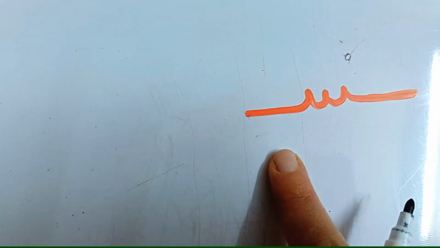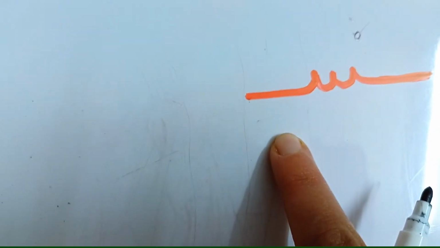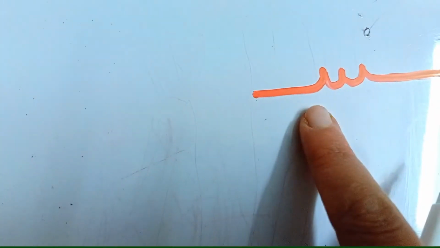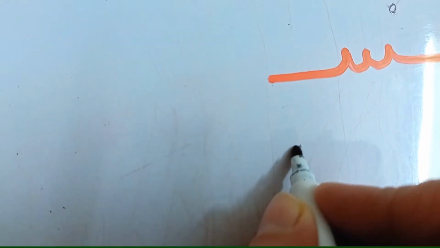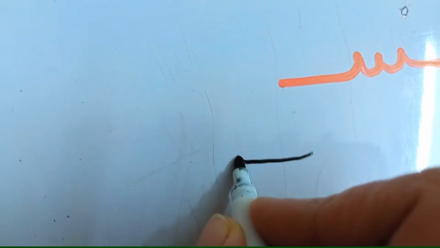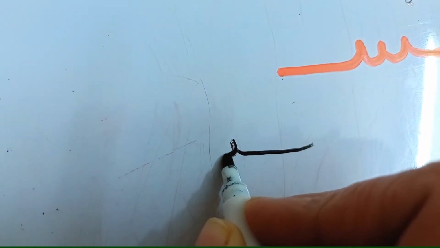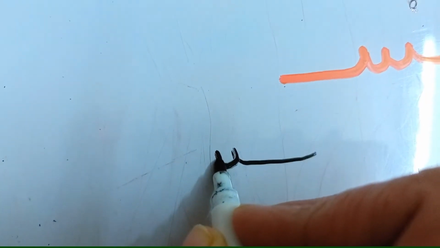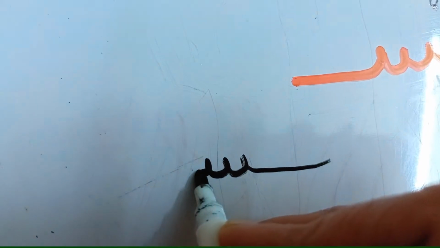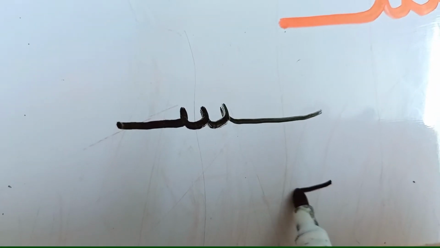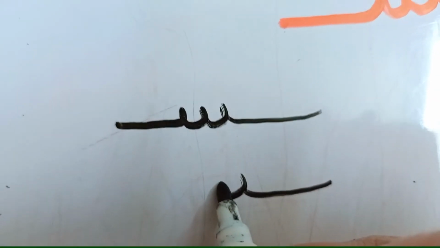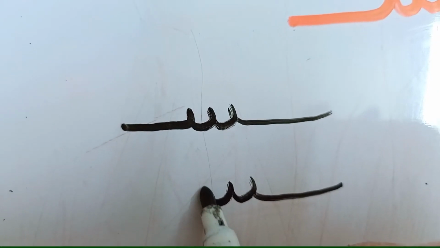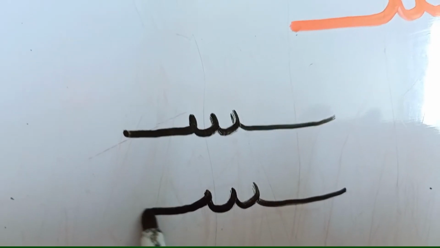The letter Sin when it comes in the middle of the word. Two small semicircles. One, two, then a line. One, two, then a line.